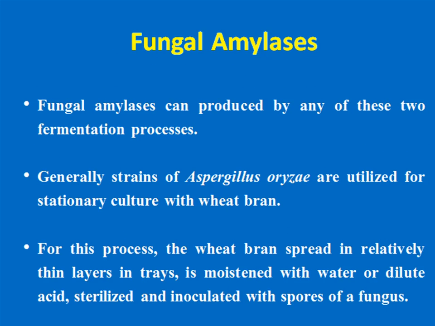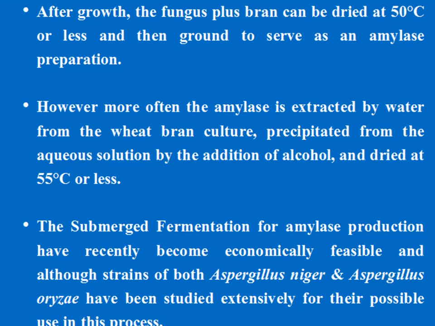Fungal amylases. Fungal amylases can be produced by either of these two fermentation processes. Generally, strains of Aspergillus oryzae are utilized for stationary culture with wheat bran. For this process, the wheat bran, spread as a relatively thin layer in trays, is moistened with water or dilute acid, sterilized and inoculated with spores of the fungus. After growth, the fungus plus bran can be dried at 50 degrees centigrade or less and then ground to serve as an amylase preparation.